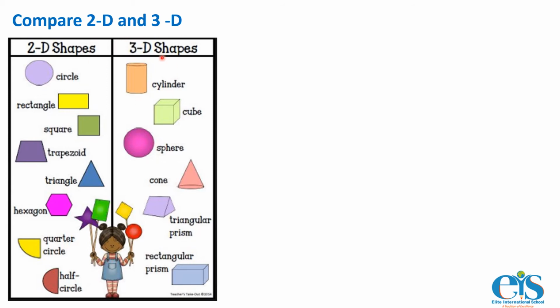Now let's come on to three-dimensional shapes. For three-dimensional shapes, we have the cylinder, a cube, a sphere, a cone. All these are solid figures and they have three measurements: the length, the width and the height.